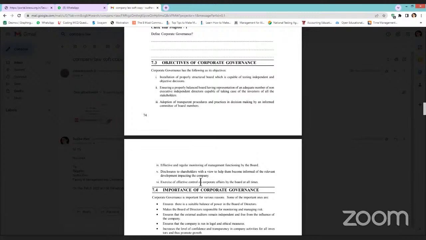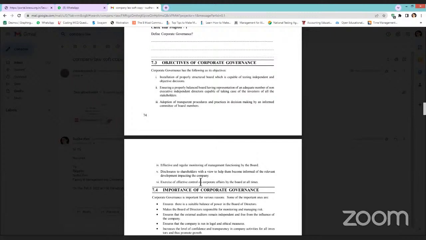Next, effective and regular monitoring of management functioning by the board. The objective of corporate governance is to make sure that management and the board of directors work more effectively, and that the monitoring of this hierarchy goes smoothly. The next one is disclosure to shareholders, with a view to help them become informed of the relevant developments impacting the company. So, disclosing the relevant information to the shareholders.